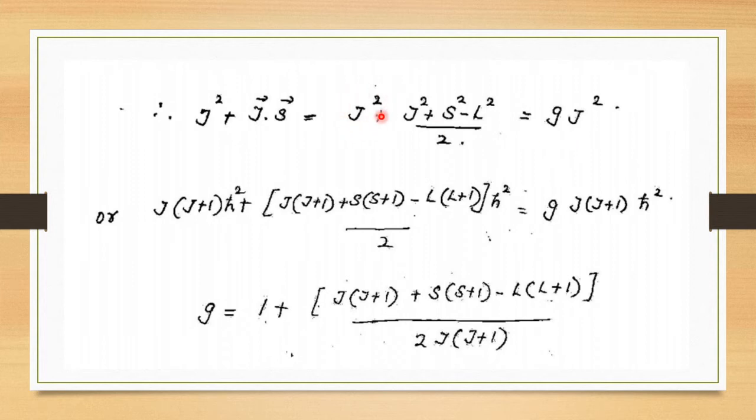Now, when we expand this, we know that J square is J into (J plus 1) h bar square, and the expression becomes J into (J plus 1) plus S into (S plus 1) minus L into (L plus 1), by 2, into h bar square, that is equal to g into J into (J plus 1) h bar square. From this equation, we get the Landé g factor, small g, equal to 1 plus [J(J plus 1) plus S(S plus 1) minus L(L plus 1)] by 2J(J plus 1). This is the equation for the Landé g factor. So, we know that g is dependent on J, S and L.